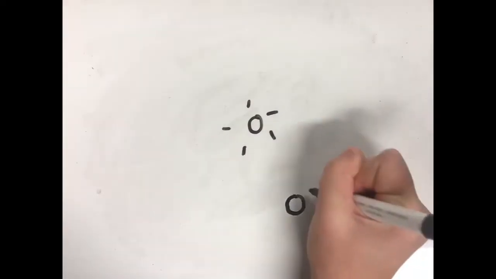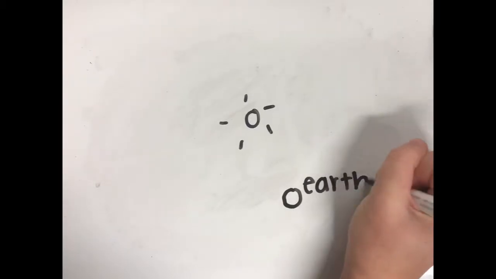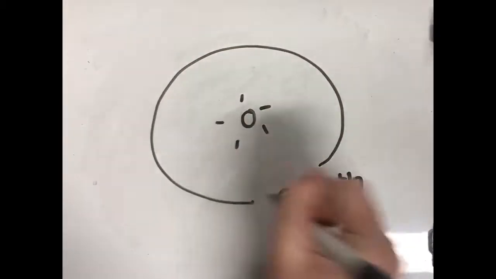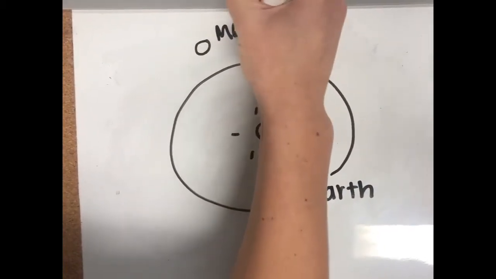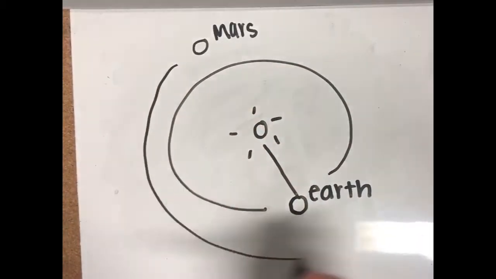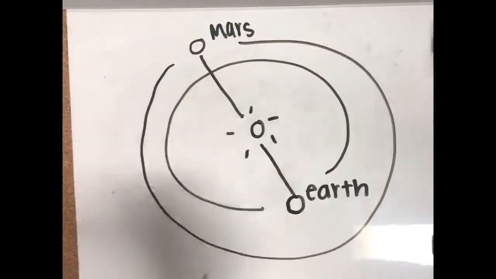AU stands for the astronomical unit, which is the distance from the Sun. Earth is about 1 AU from the Sun, or 94.5 million miles. Mars, on the other hand, is about 141.6 miles away from the Sun, also known as 1.52 AU.